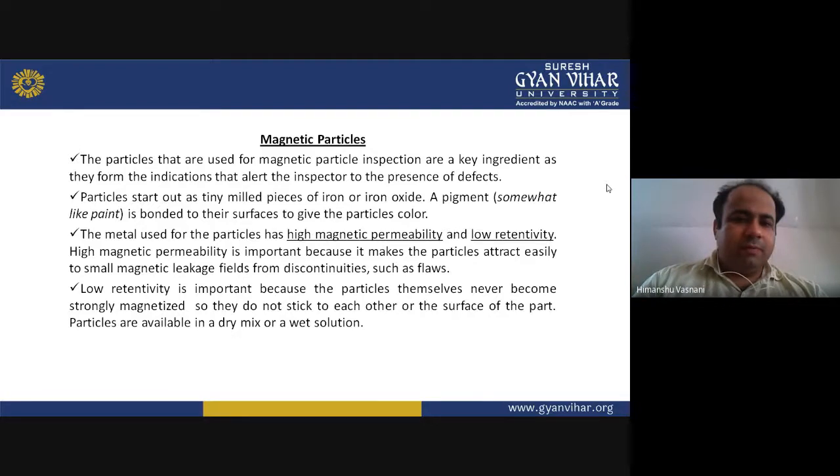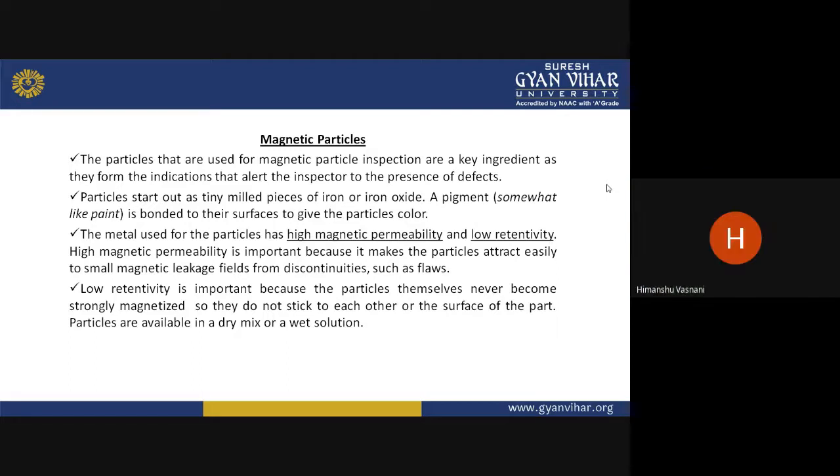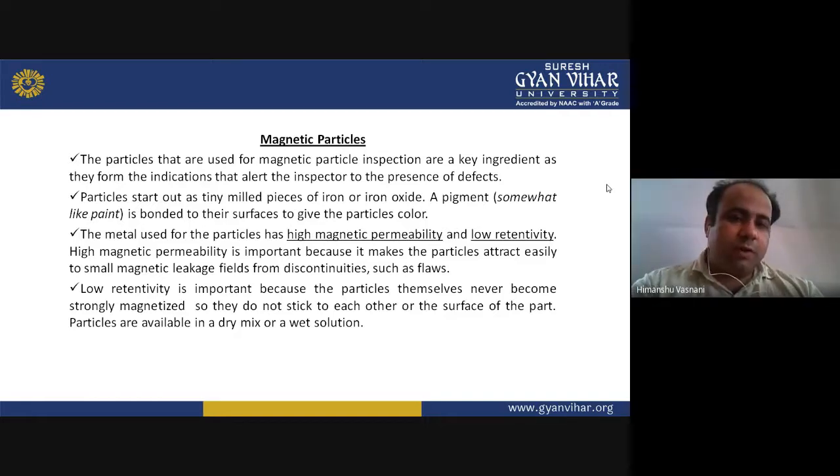So both of these properties have their own role. High magnetic permeability makes the particles attract easily to small magnetic leakage fields from discontinuities such as flaws. The low retentivity property is also very important because particles with low retentivity never become strongly magnetized, and they do not stick to each other or the surface of the part.